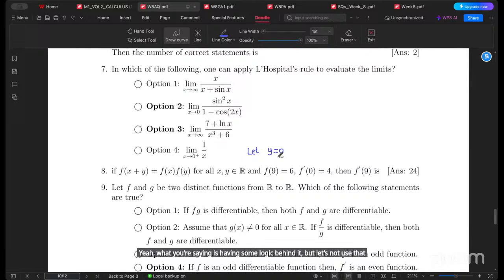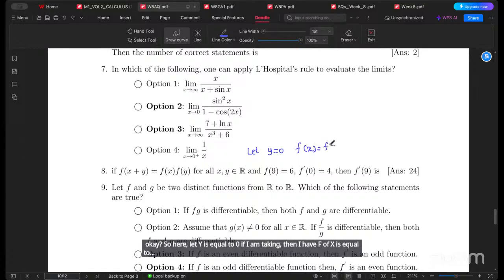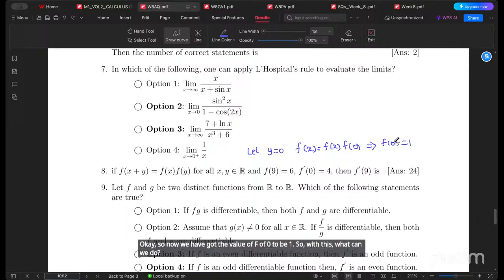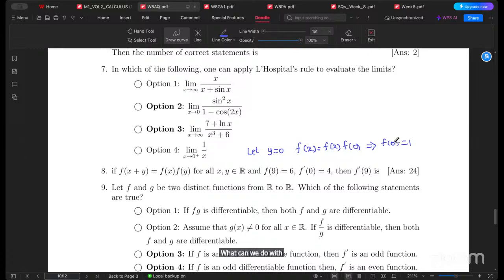So here let y be equal to 0. Then I have f of x equal to f of x into f of 0. So what does this mean? What does this say about f of 0? F of 0 should be 1. So now we have got the value of f of 0 to be 1. With this, what can we do?